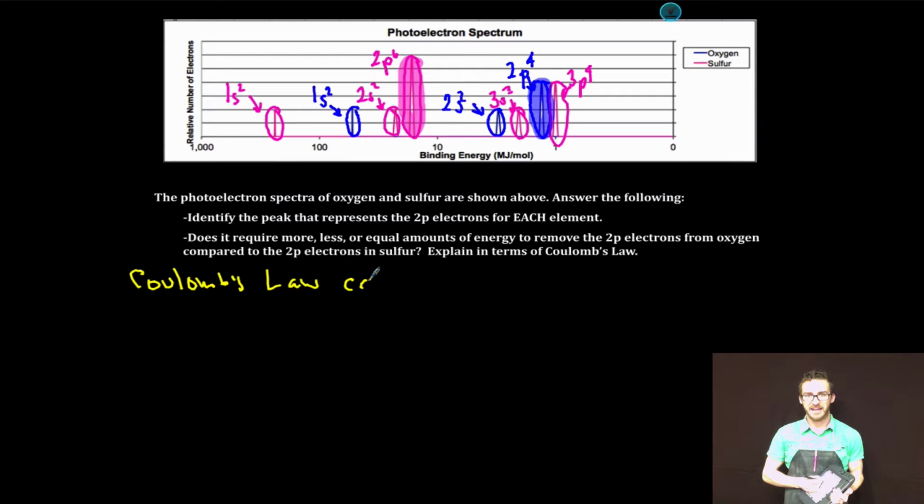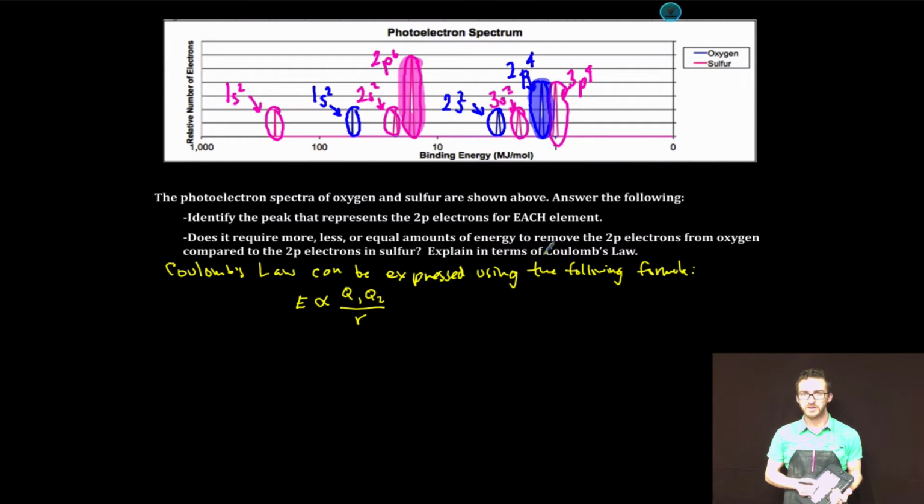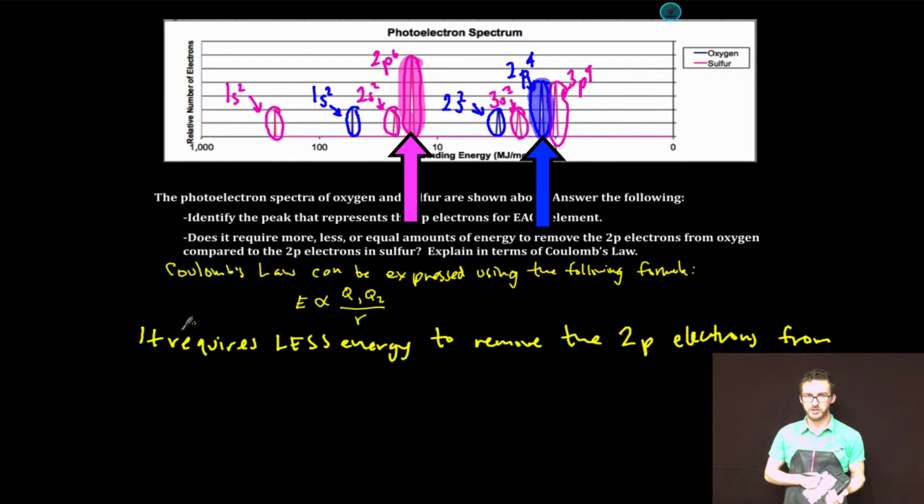Coulomb's law can be expressed using the following formula. Recall that the energy of attraction or repulsion between two charges is dependent upon the magnitude or sizes of those charges and the distance between those two charges. As we look to answer this question, identify the 2p electrons in oxygen, boom, and the 2p electrons in sulfur. It requires less energy to remove the 2p electrons from oxygen than from sulfur.